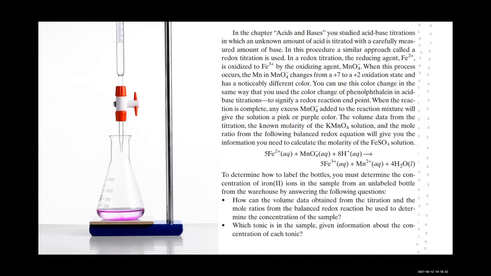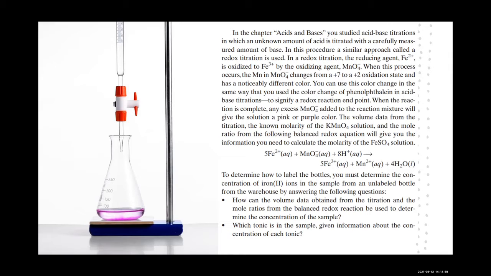When the reaction is complete, any excess MnO4- added to the reaction mixture will give the solution a pink or purple color. The volume data from the titration, the known molarity of potassium permanganate solution, and the mole ratio from the following balanced redox equation will give you the information you need to calculate the molarity of the iron 2 sulfate solution.